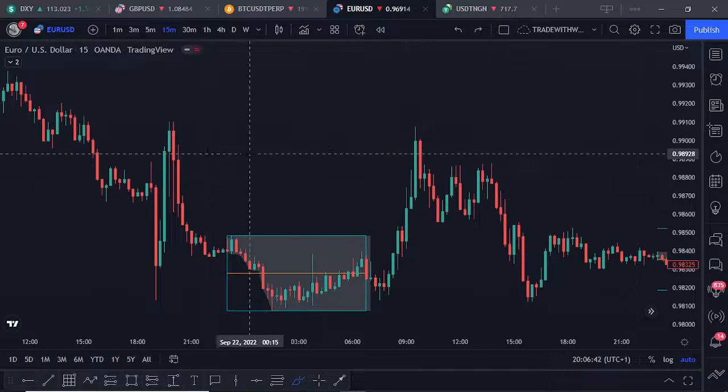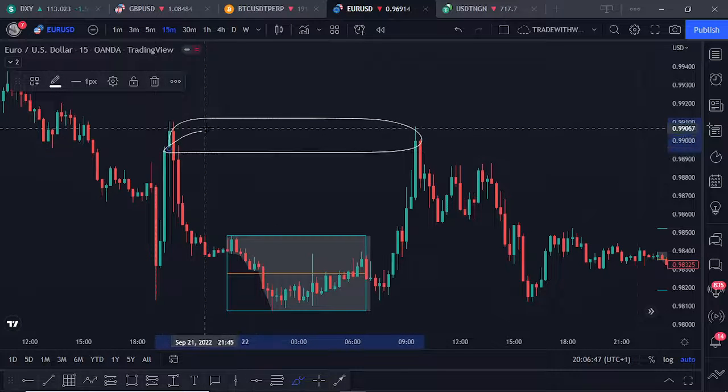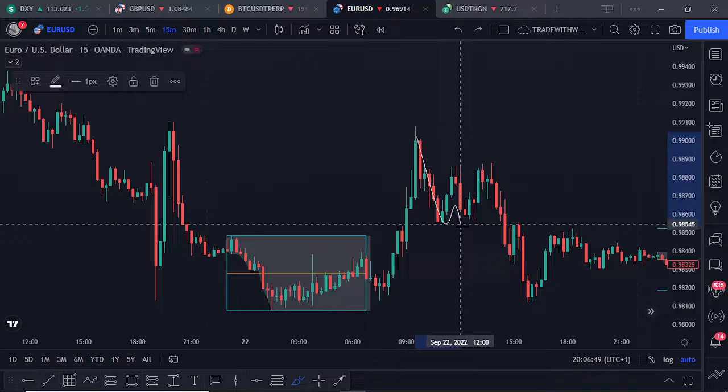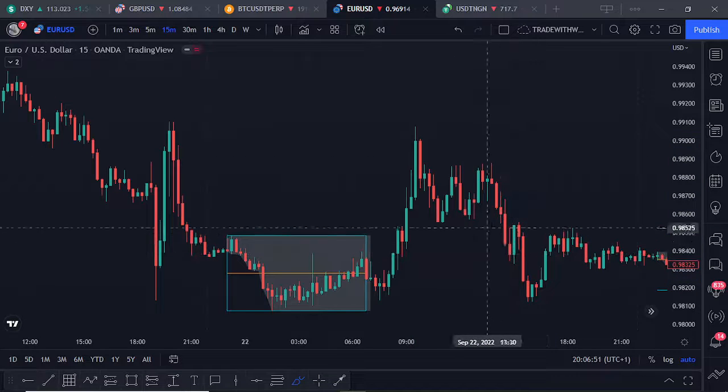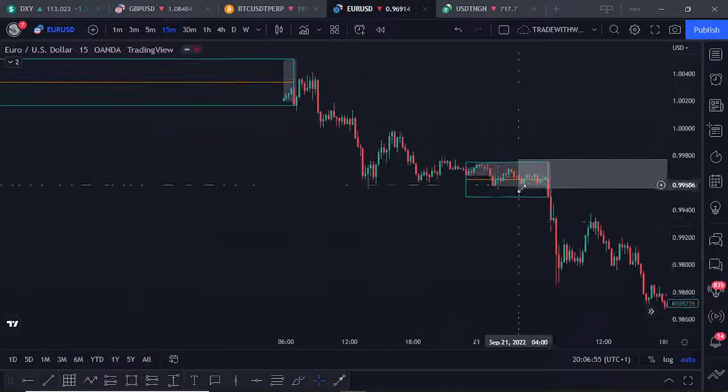It went up, shot up immediately, came to this supply zone over here. You can see what we are talking about now. And then it sold off immediately. So I believe you get the gist now. Let's move to another Asian session again.